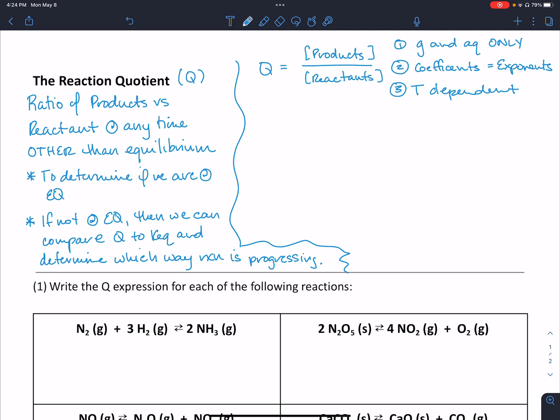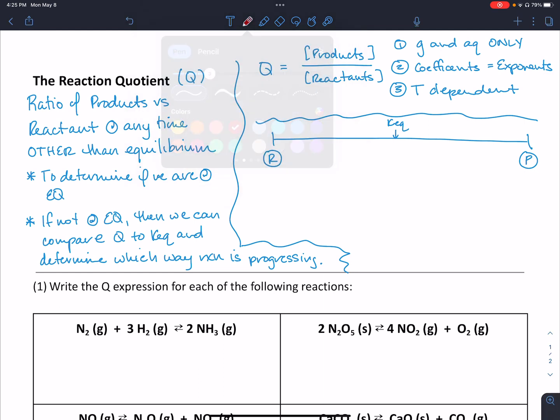Now, when I think about this comparison of Q and KEQ, I think about it like this. On one side, I have my reactants. On the other side, I have my products. And somewhere in between is the ratio, which is KEQ. For a given problem, I'll plug in the amounts given for my different reaction components into my Q expression. Then I'm going to compare and ask, where does Q fall on this number line? Let's say Q for a particular situation is down here. That means that Q is less than KEQ.